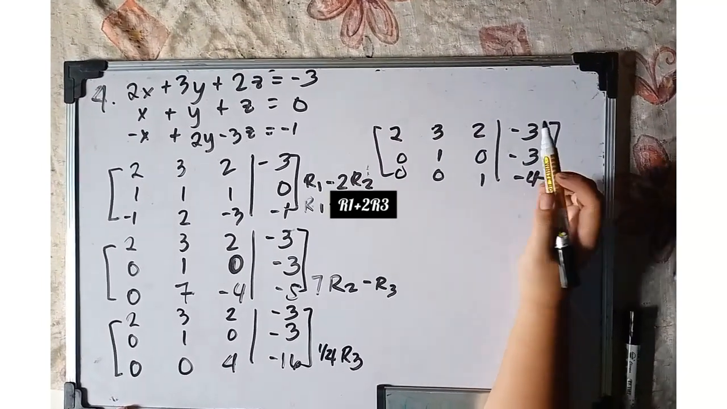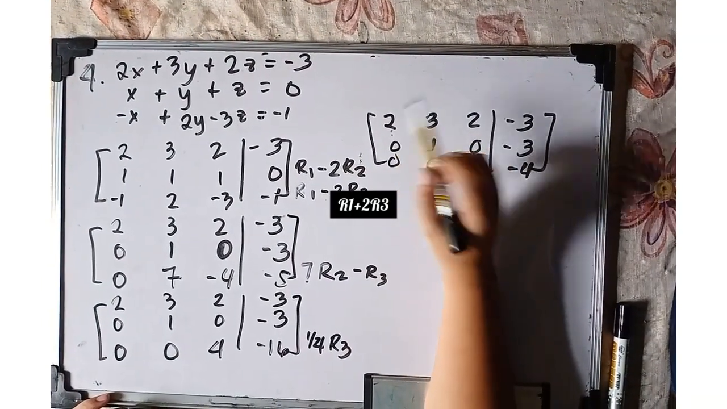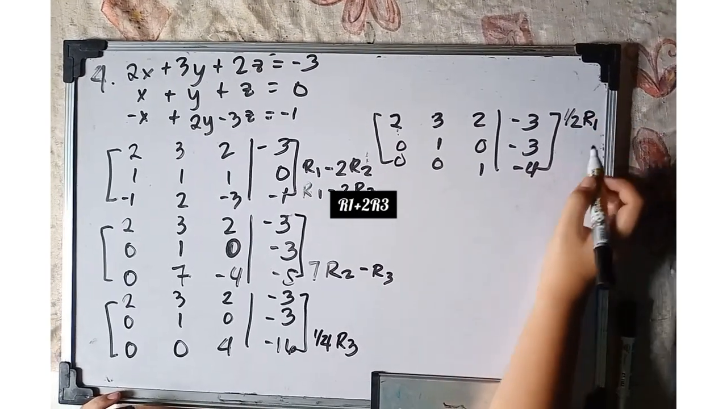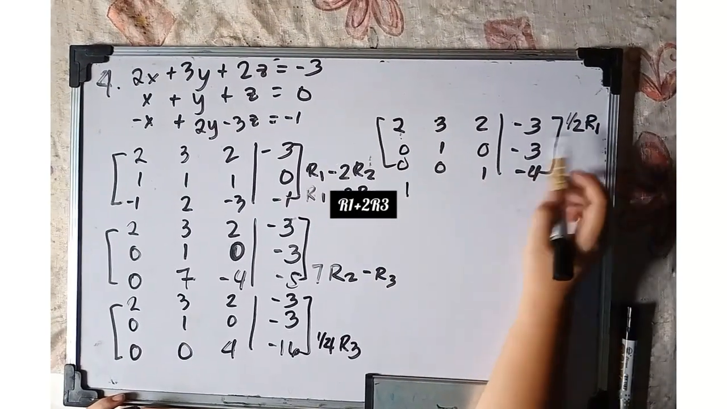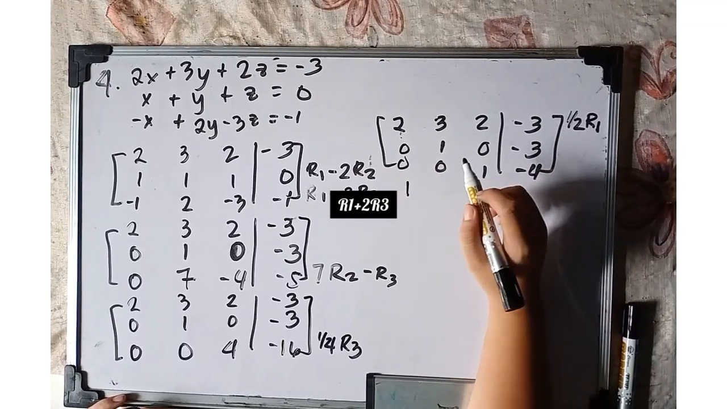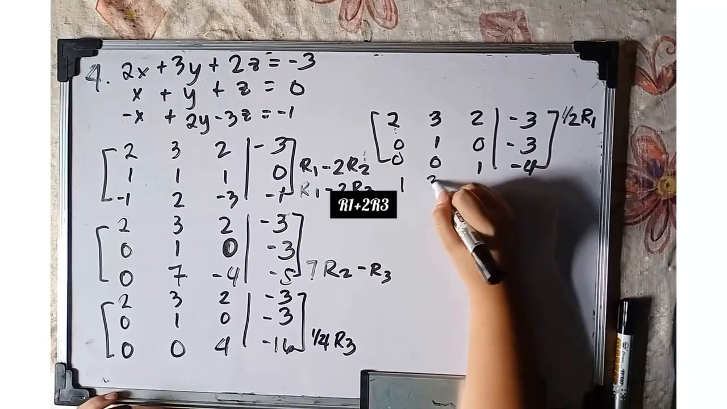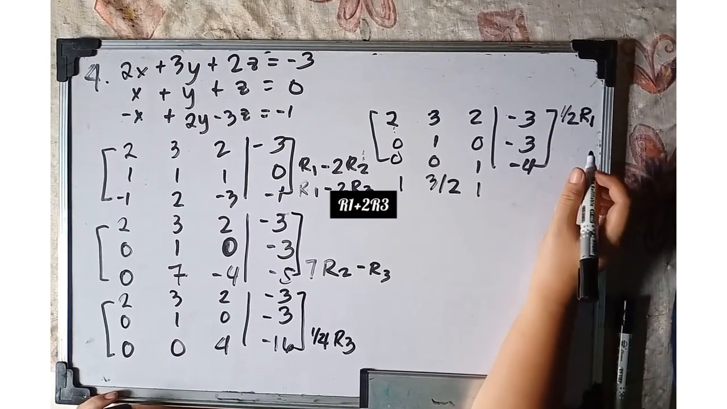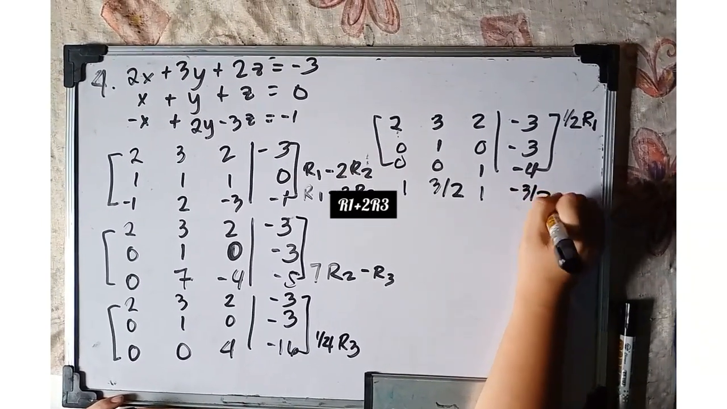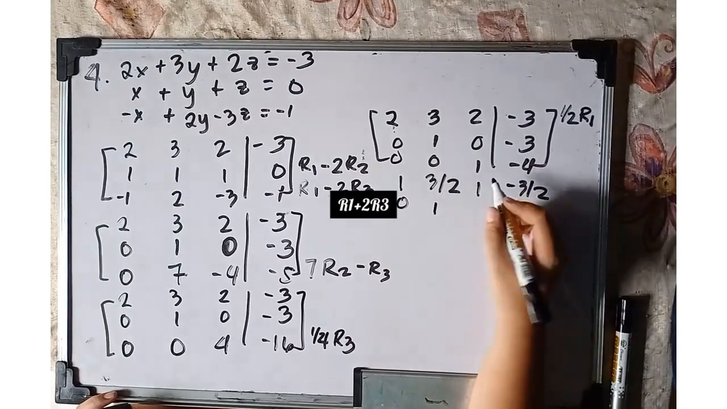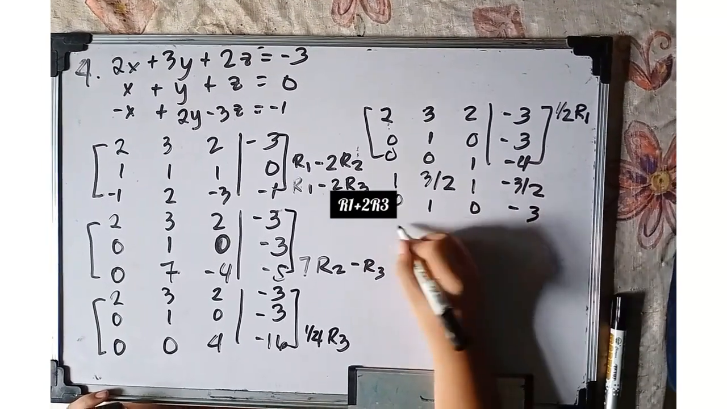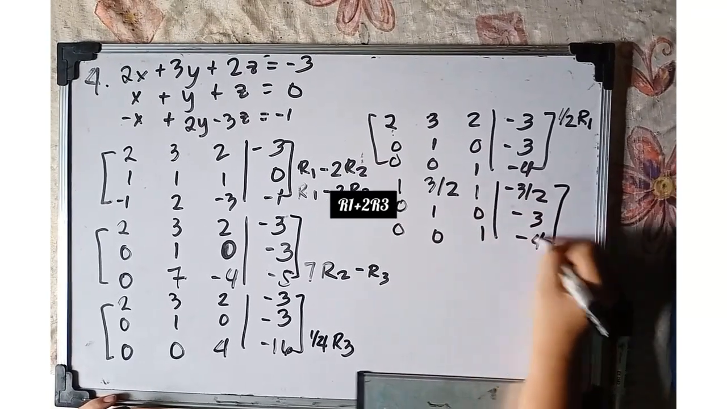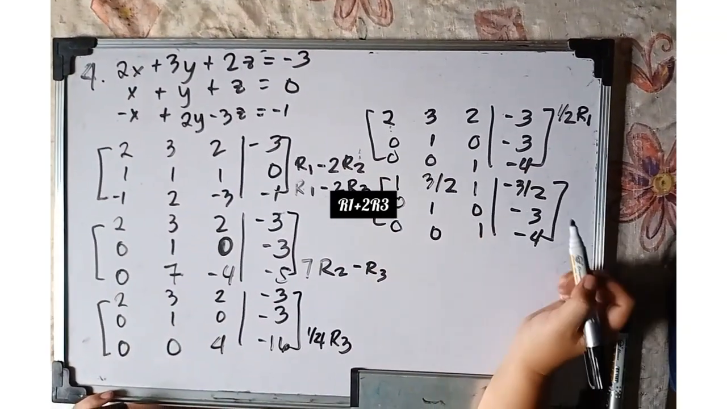So let us make this 2 into 1 by calculating 1/2 times R1. So 1/2 times 2 is 1. 1/2 times 3 is 3 over 2. 1/2 times 2 is 1. And 1/2 times negative 3 is negative 3 over 2. So 0, 1, 0, negative 3, 0, 0, 1, negative 4. So we have already achieved the diagonal of 1.